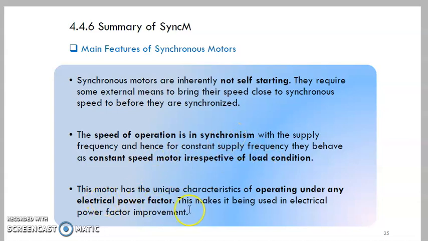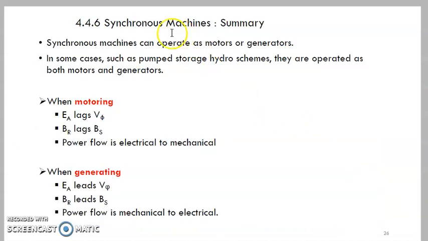This motor also has a unique characteristic of operating at any electrical power factor, so it can be used for power factor improvement. It means the motor can operate at a lagging or leading power factor to compensate the load or line condition, so it can act as a power factor condenser. Actually, the synchronous machine can operate both as a motor or a generator. In some cases, such as pumped storage, it operates as both motor and generator.